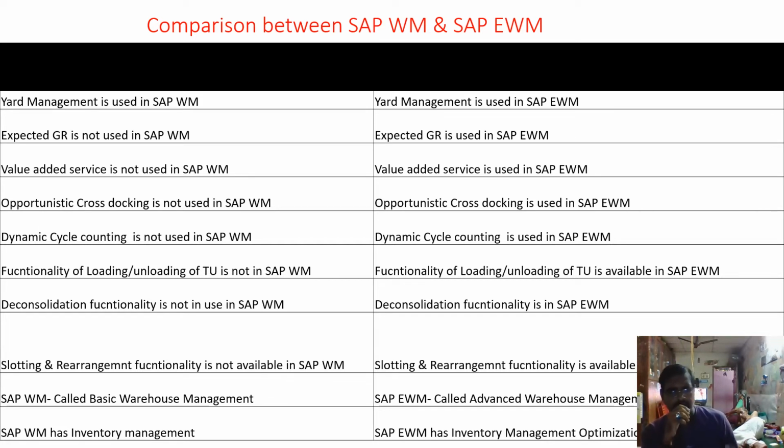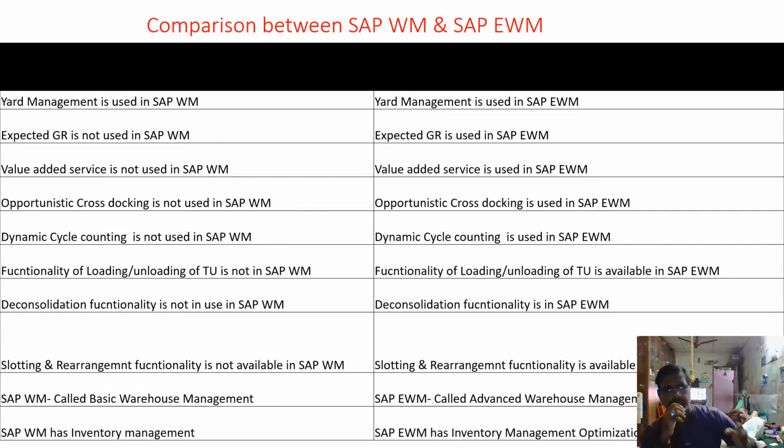And when you are talking about opportunistic cross docking, in SAP WM we have cross-docking, but opportunistic cross-docking is not in SAP WM. Other than retail cross-docking, everything is utilized in WM. But in case of EWM, we have all kinds of cross-docking.